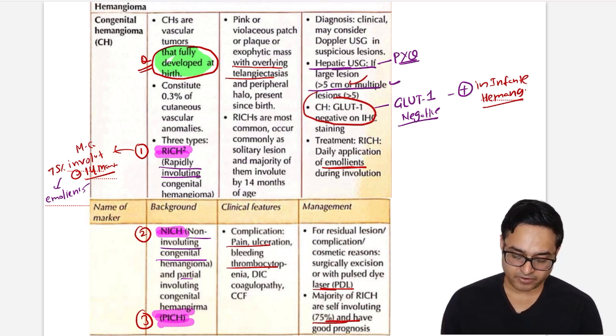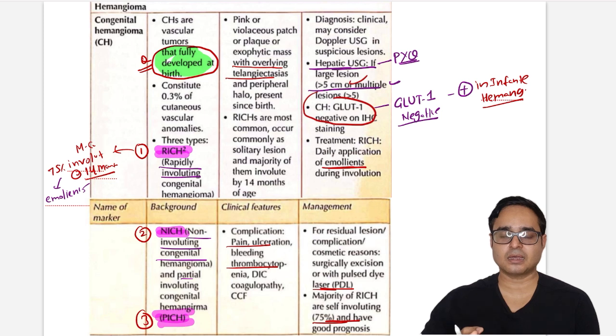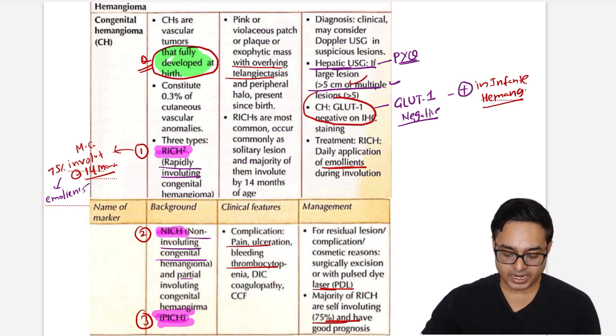They are classified as RICH, NICH, and PICH. RICH is rapidly involuting congenital hemangioma. NICH is non-involuting congenital hemangioma, and PICH is partially involuting congenital hemangioma. These are classified as these. Why is it called RICH? Because this is rapidly involuting.